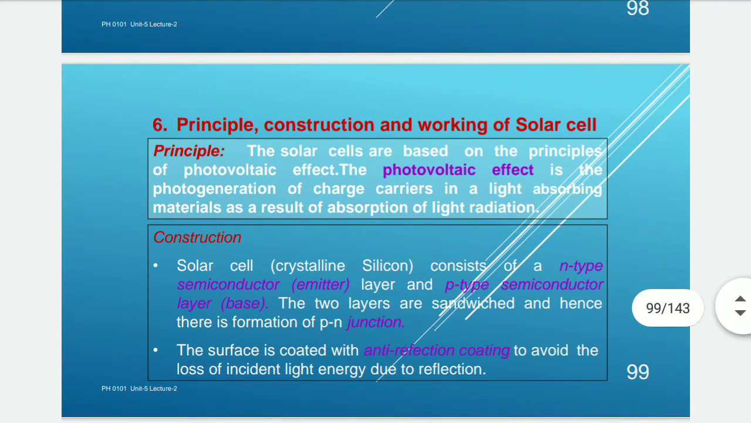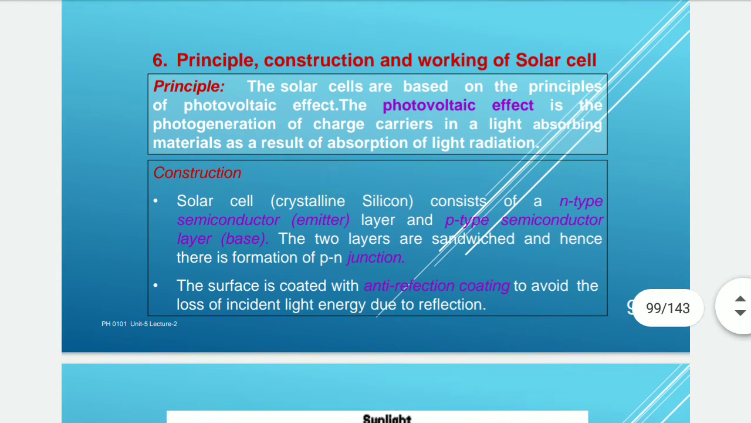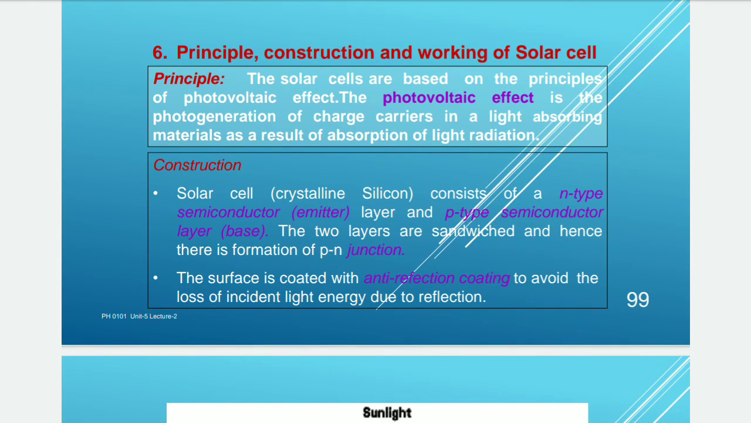The solar cells are based on the principle of photovoltaic effect. The photovoltaic effect is the photogeneration of charge carriers in a light absorbing material as a result of absorption of light radiation. Construction: a crystalline silicon solar cell consists of an N-type semiconductor emitter layer and a P-type semiconductor base layer.